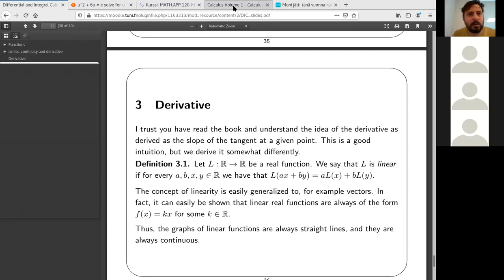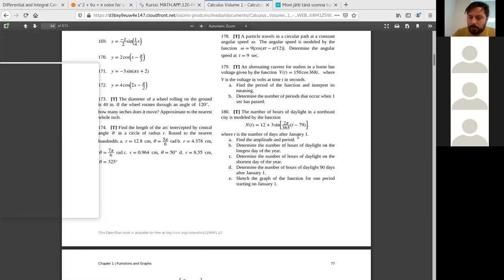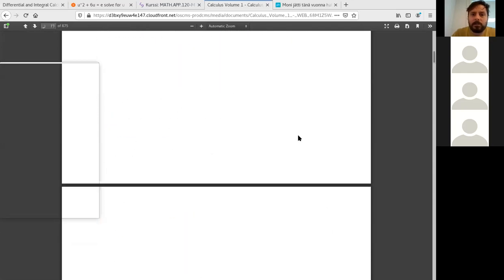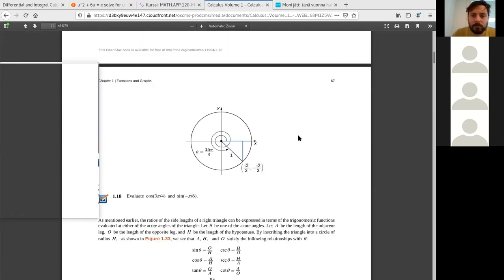So let's move to this book, and oh, I had it in the wrong page. It doesn't matter. I'll just go upwards, or do I go down? I go downwards. Sorry.